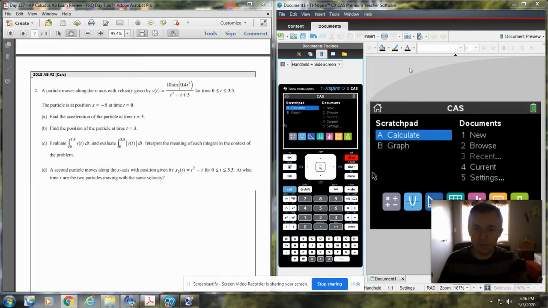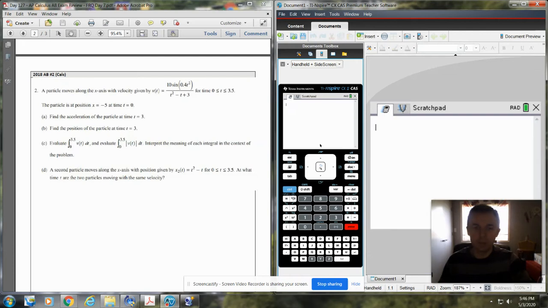So right off the bat, I have this program where I can show you guys the TI-Nspire on the computer screen. So if you turn on your TI-Nspire, this is what your screen should look like. So this is basically your home screen. As usual, we're going to make sure calculate is highlighted and just press enter. Okay. So now for the question.